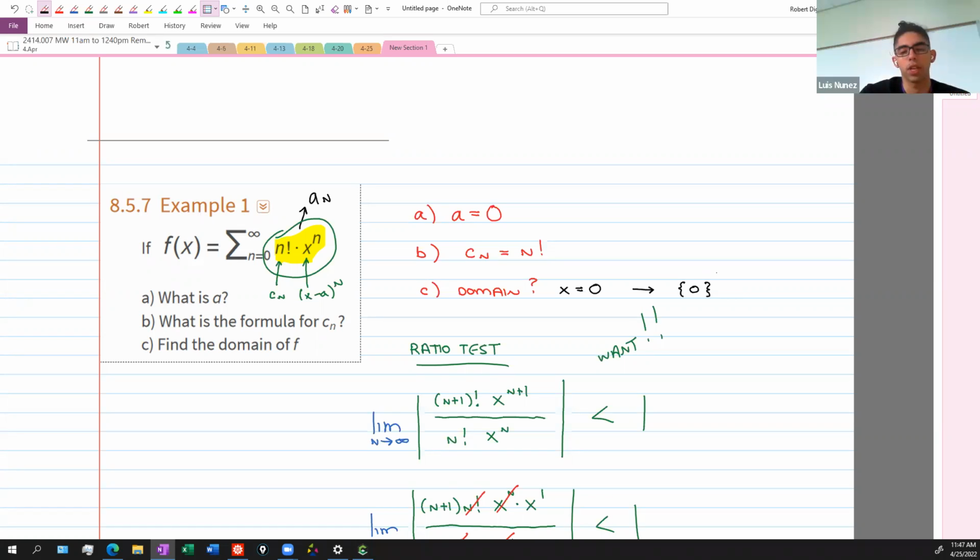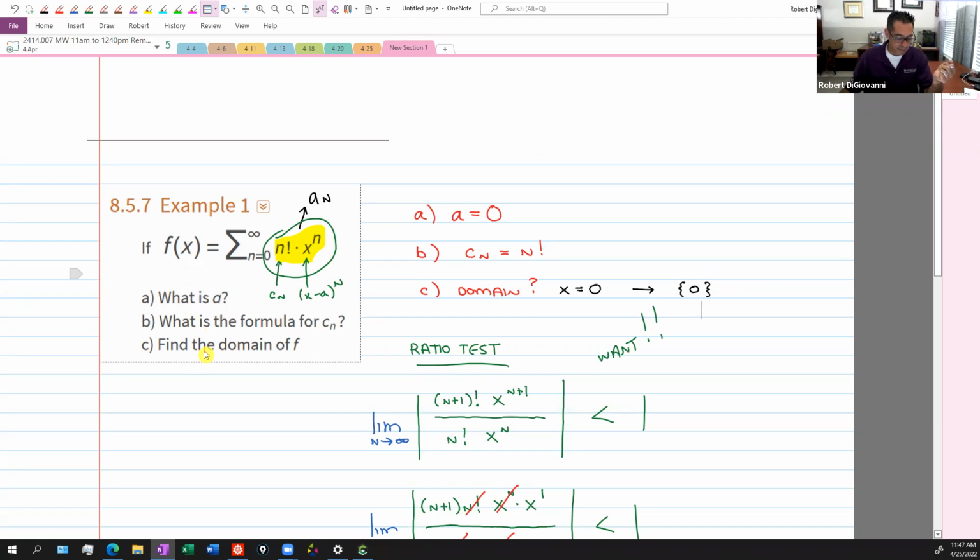Wait, I'm confused. Is that what works within the function that we're comparing it to? For example, the power series that it's comparing it to? Nope. I'm saying this power series is a function which has a domain that is only the values of x that will make this thing converge. And what we just determined was that there is only one value that makes this converge, and that is the value 0.